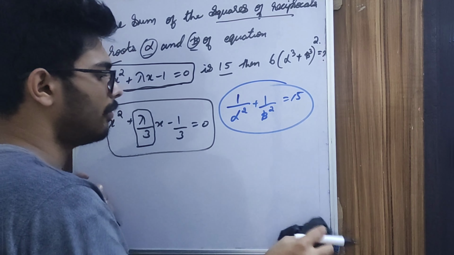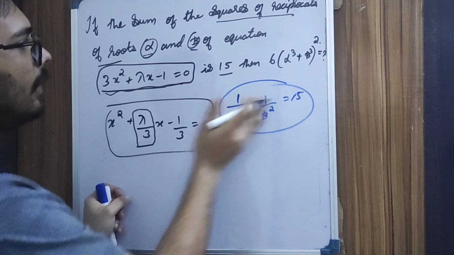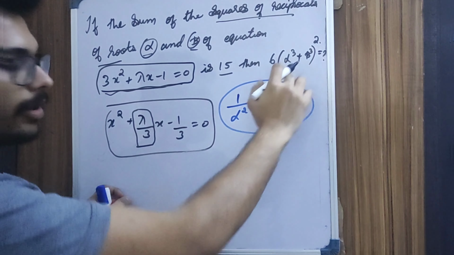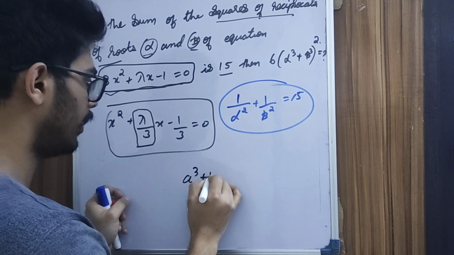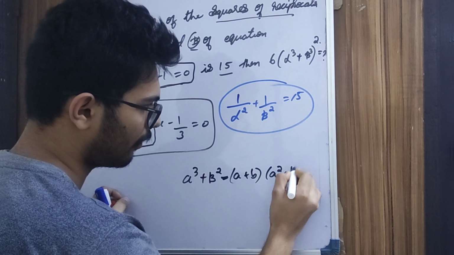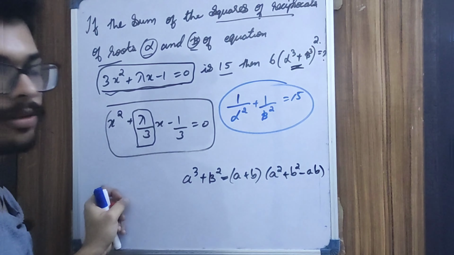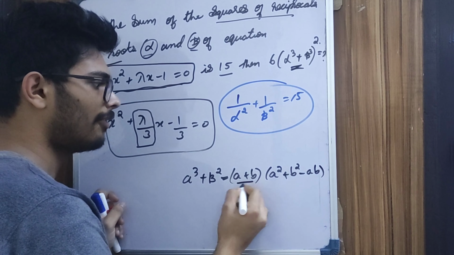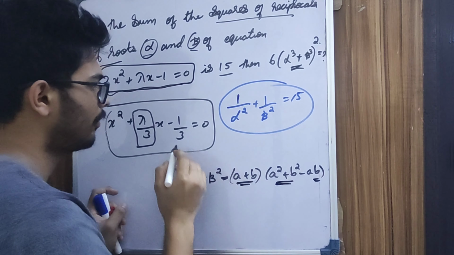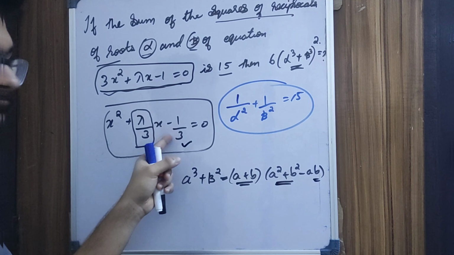Now we can look into the problem. These are the details given in the problem. Do you know the identity a cube plus b cube? A cube plus b cube is equal to (a plus b) into (a square plus b square minus ab). So in order to find alpha cube plus beta cube, we need the value of alpha plus beta as well as alpha square plus beta square, and the product alpha beta, which is directly given in the question itself, which means the constant term.